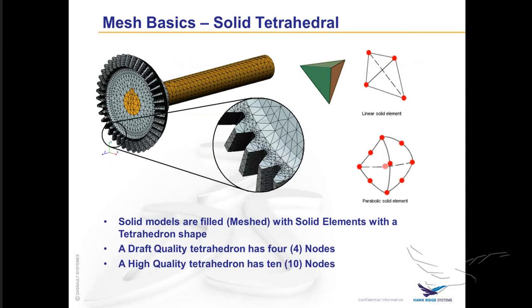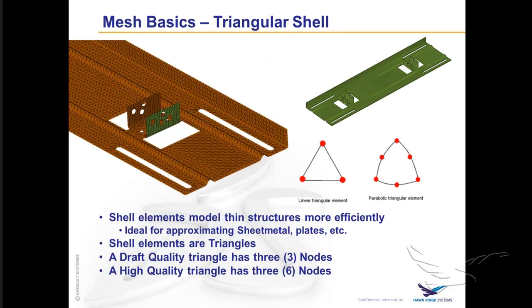So real quick, solid tetrahedral is our main element. It is a 4-sided pyramid made of triangles, and a draft quality element has 4 nodes. High quality element has 10 nodes and can map curved geometry and is parabolic. We also have the shell mesh, which is triangular, both draft and high quality. Draft quality has 3 nodes. High quality has 3 additional mid-side nodes.